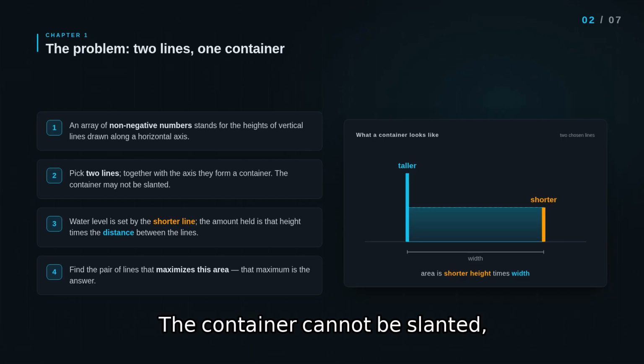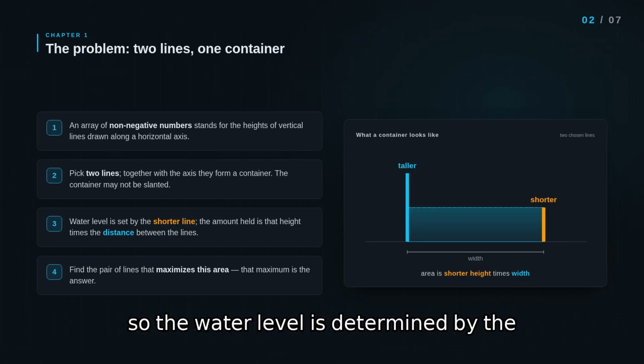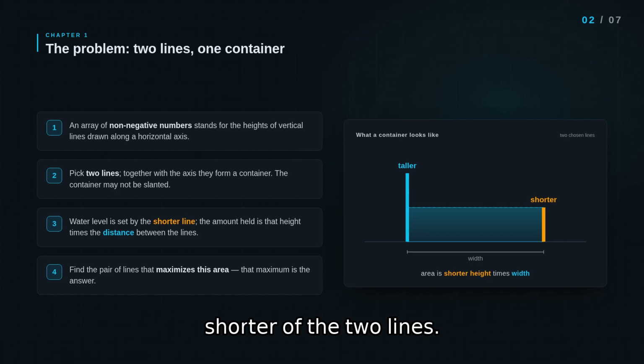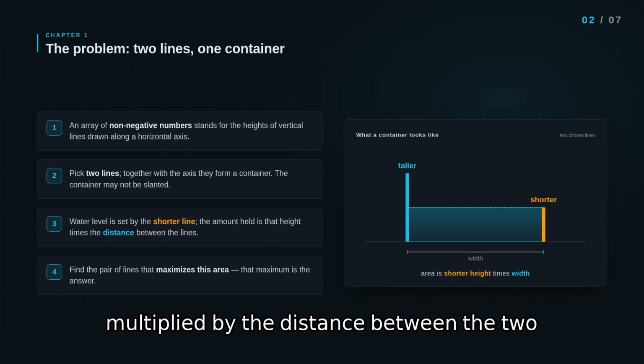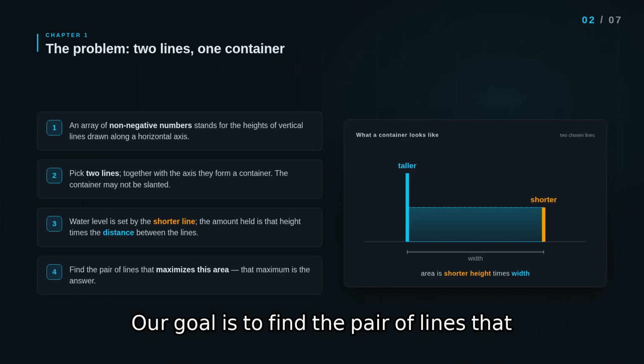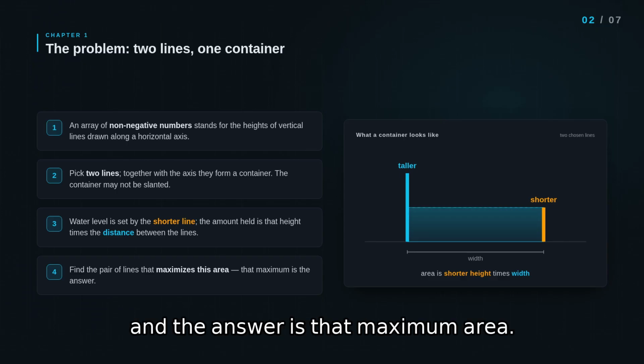The container cannot be slanted, so the water level is determined by the shorter of the two lines. The amount of water is that shorter height multiplied by the distance between the two lines. Our goal is to find the pair of lines that maximizes this area. And the answer is that maximum area.